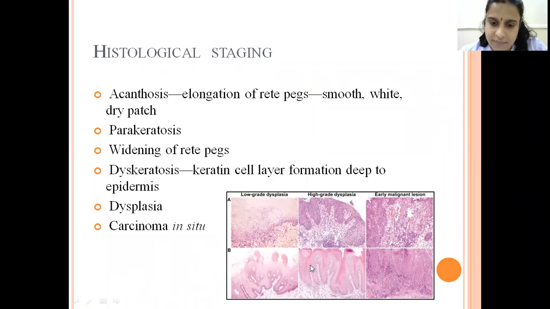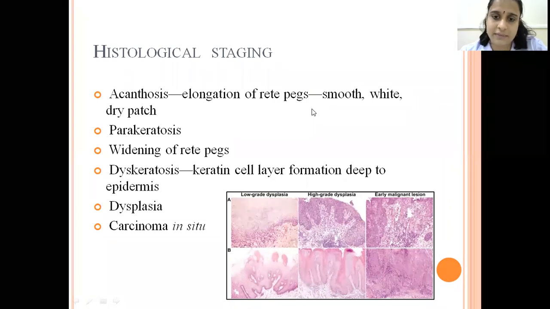These are the rete pegs, elongation, widening. A smooth white dry patch, just present a smooth white dry patch. Next, associated parakeratosis, that is increased keratin layer. Again, thicker white patches are seen. Next comes the widening of rete pegs.